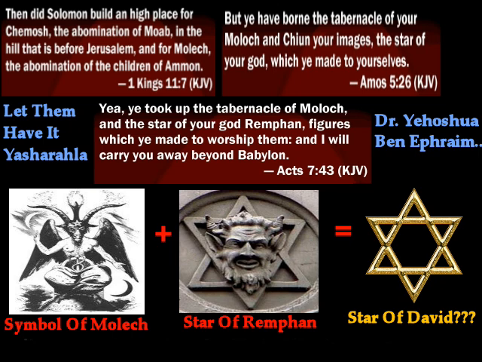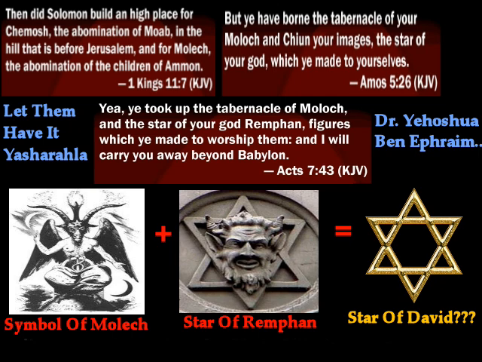So clearly, the Bible tells us that there's no Star of David. This is the star of Remphan and Moloch, which are satanic images, and they're clearly making a distinction between the Most High God and what these images and these deities represent. I won't even call them gods. What these deities represent with this symbol. So the tabernacle of Moloch and the star of Remphan.